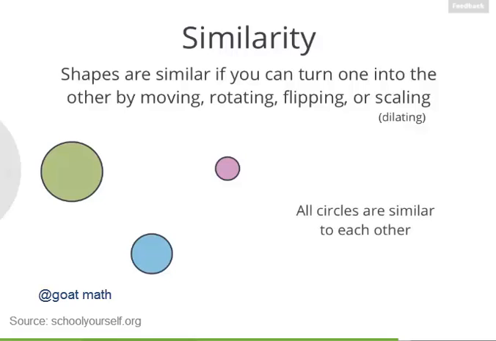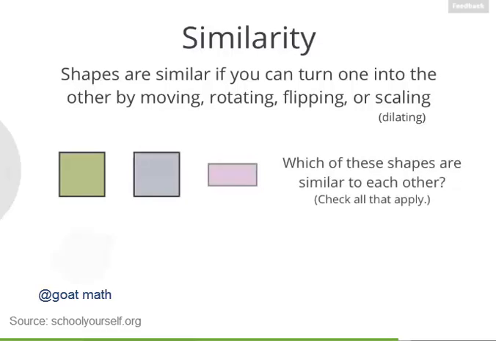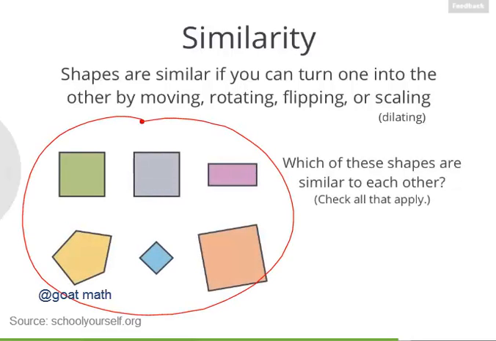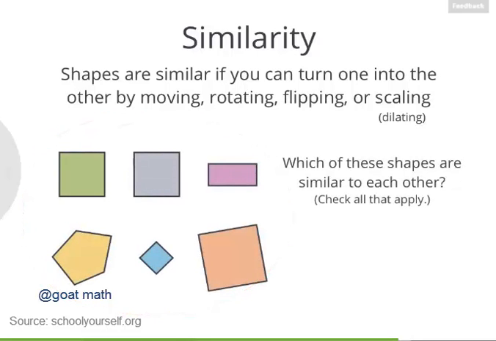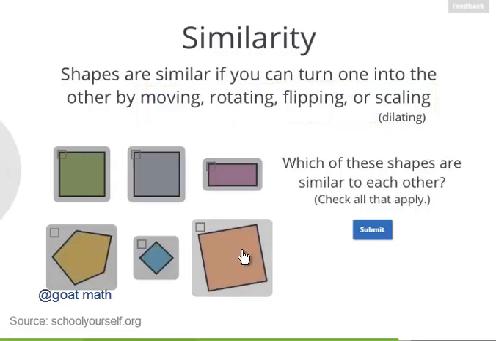It turns out that all circles are similar to each other. If you draw any 2 circles, you can always turn one of them into the other by moving, rotating, flipping, or scaling it. Actually, you don't even need to worry about rotating or flipping because circles are very symmetrical. Okay, last question. Which of these shapes are similar? That is, which of these shapes can you turn into each other using any combination of moving, rotating, flipping, or scaling?